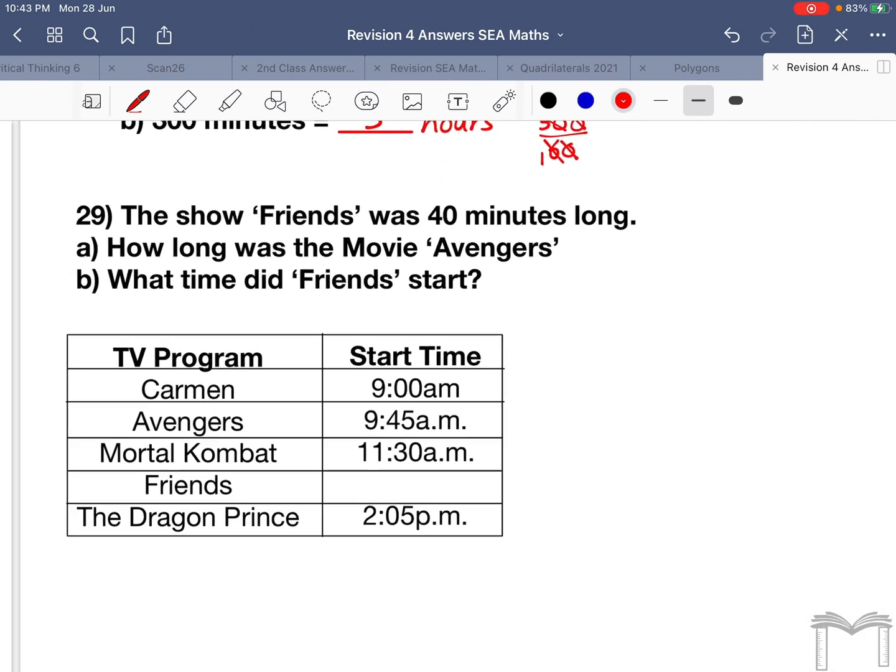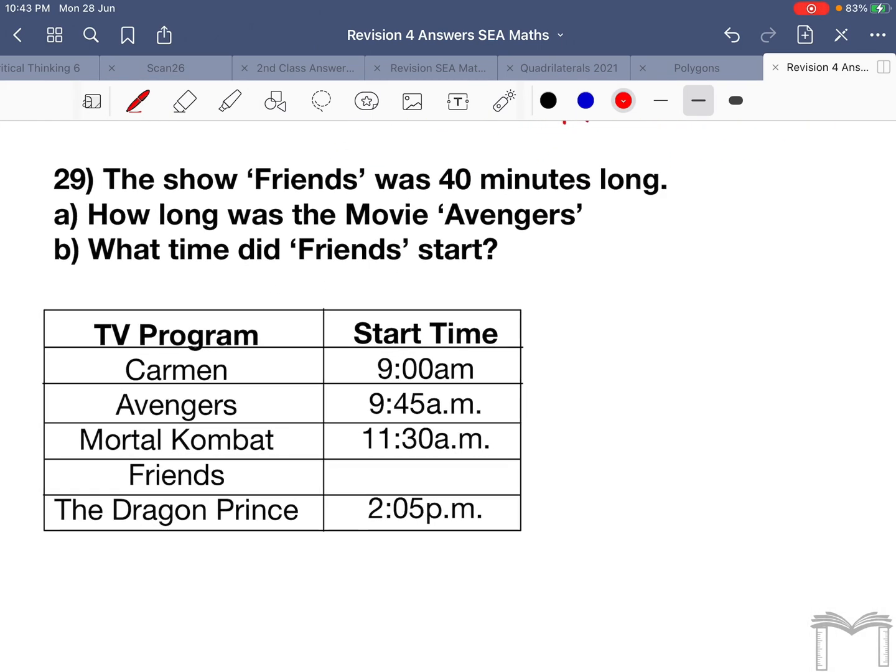And last question. So a bit of information to start. The show Friends was 40 minutes long. We can see that the start time is missing, so hopefully that helps us. Part A. How long was the movie Avengers? And part B. What time did Friends start?